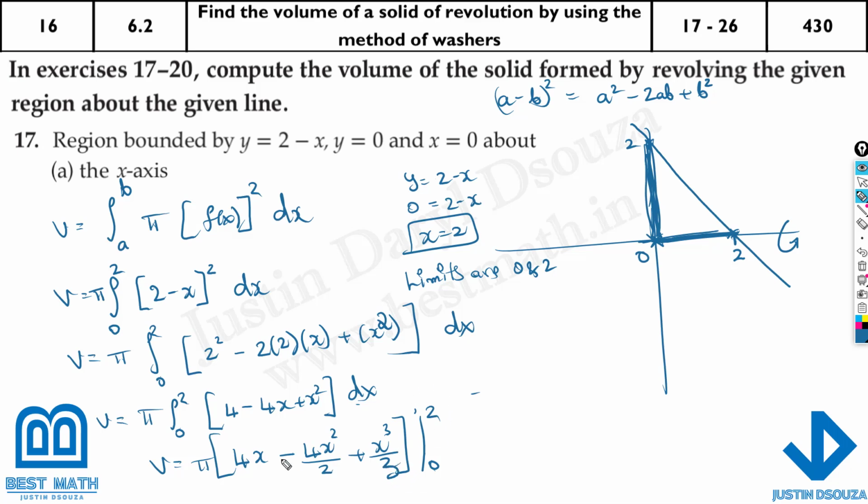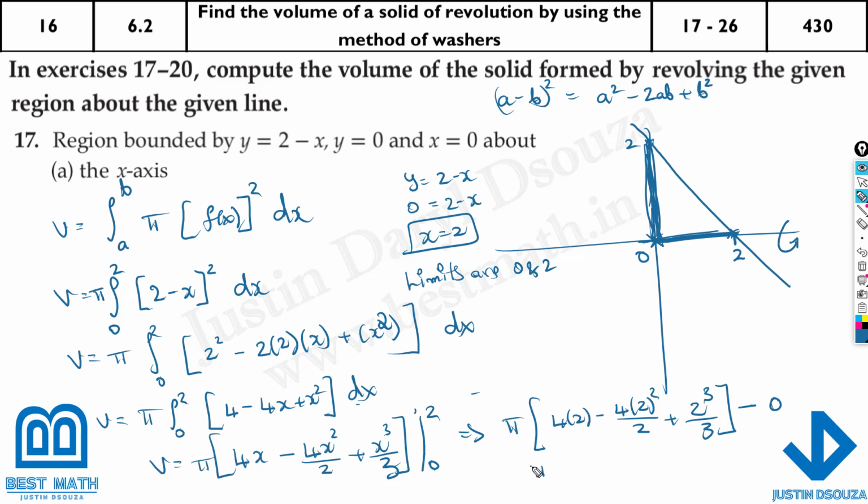Now what is the upper limit? It's 2, isn't it? So we will apply the upper limit. So all these x turn to 2 now. 4 times 2 minus 4 times 2 squared by 2 plus 2 cubed by 3. And minus, now again you need to substitute everywhere 0. But what happens? Whenever you integrate even constants, the variable comes. So everywhere there will be 0, 0, 0 multiplied. It's basically 0. You don't need to write that again.